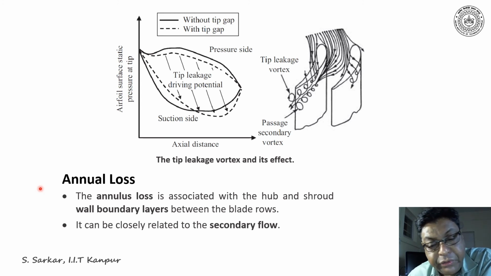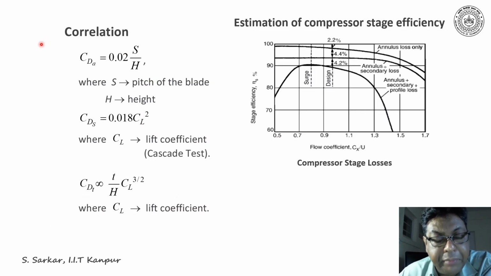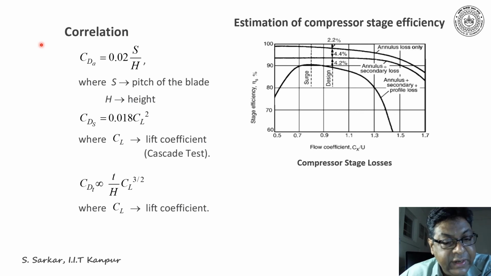Now, with respect to annulus loss, the annulus loss is associated with the hub and casing wall boundary layer between the blade rows, and it can be closely related to the secondary flow. Following correlations have been established for annulus loss coefficient, secondary flow, and tip clearance loss, while for profile loss we depend on cascade test. Thus, through cascade test, CL, that is lift coefficient, and CD, the drag coefficient, is established apart from total pressure loss.